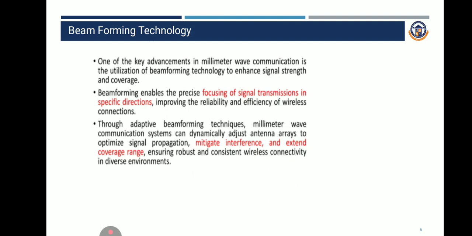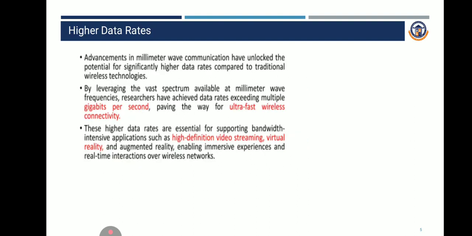When coming to beamforming in 5G technology, it is used to improve throughput and connection density. It works with massive MIMO, that is massive multiple input, multiple output, to increase signal range and minimize the interference.